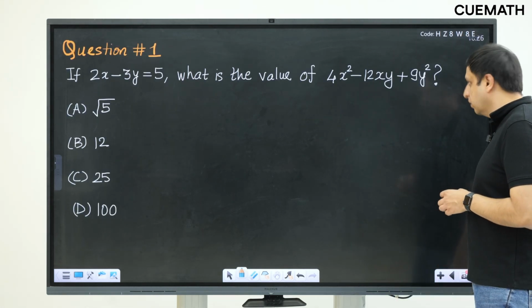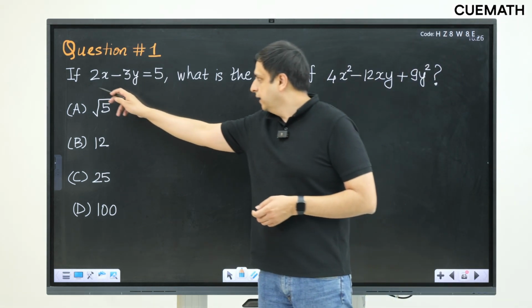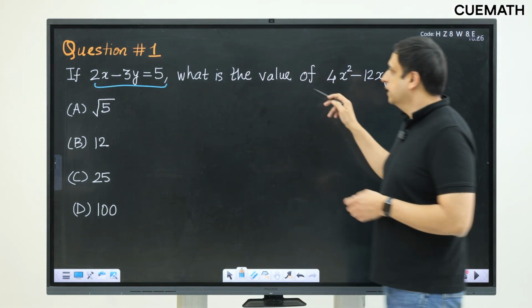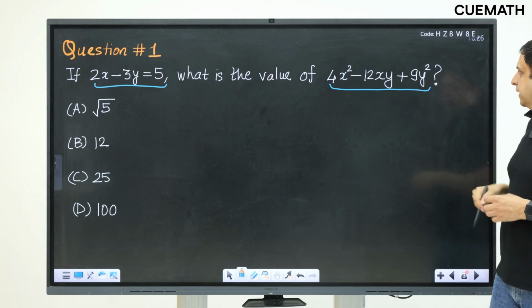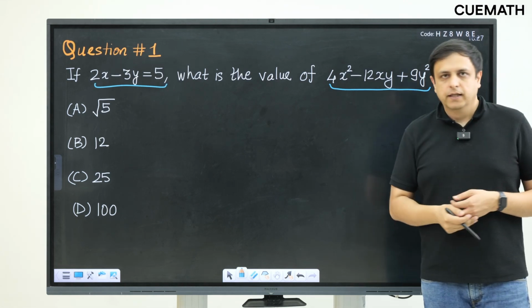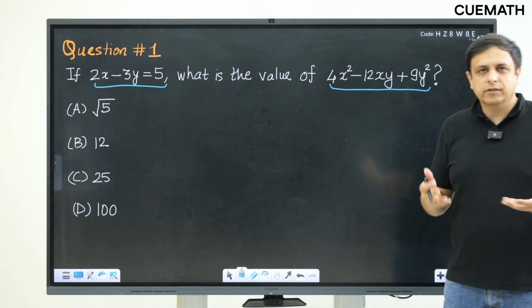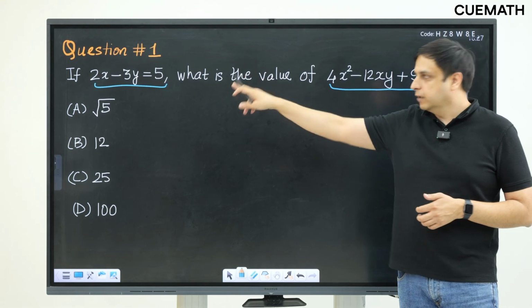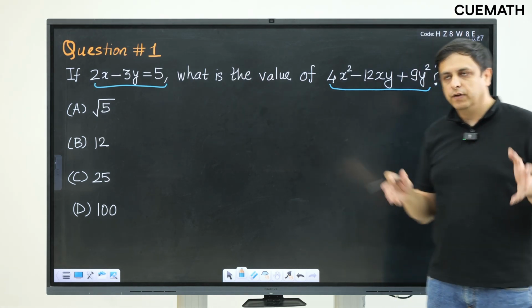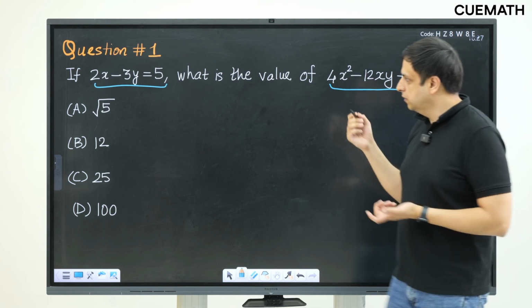So let's take a look at our first question, which says: if 2x minus 3y is equal to 5, what is the value of this expression, 4x square minus 12xy plus 9y square? So obviously you don't have to calculate any specific values of x and y. You have to use the equation 2x minus 3y equal to 5 to calculate the value of this expression. So what do we observe?